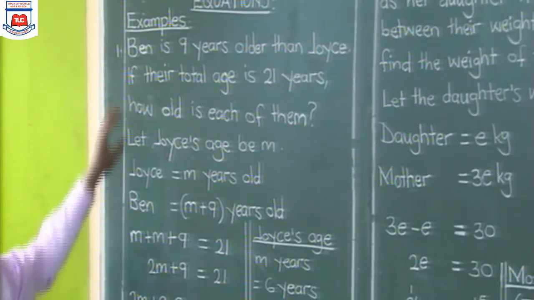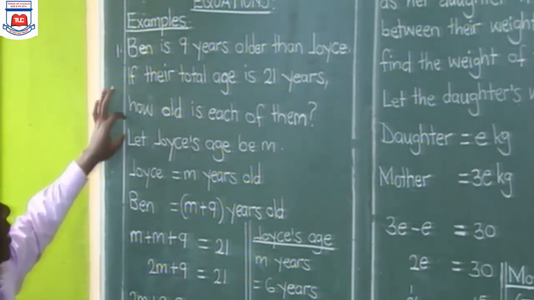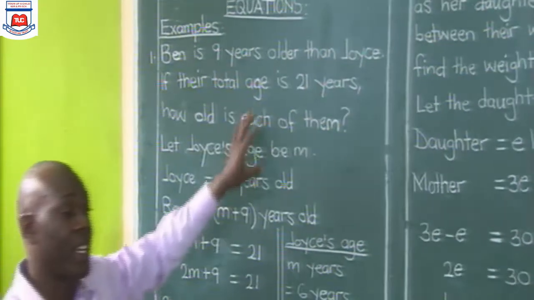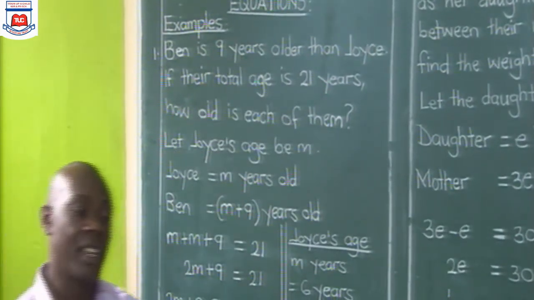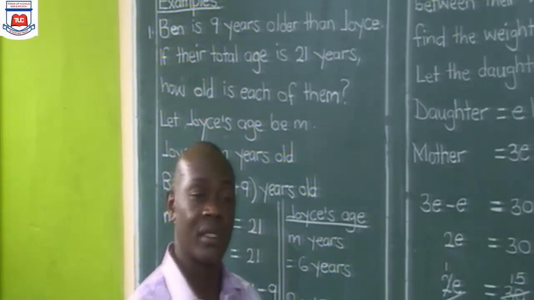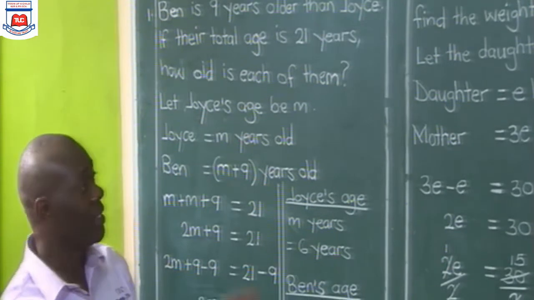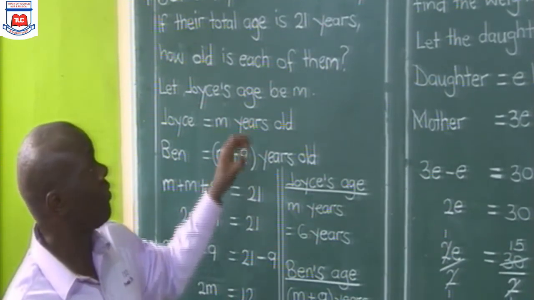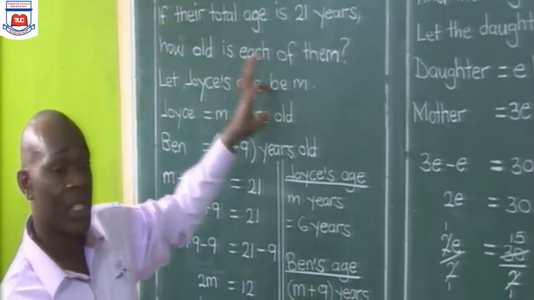And in algebra, we normally suggest the one that is unfortunate. If it is age, like it is here, the younger. If it is weight, the lighter. If it is sharing, the one that gets the less share. So the one that is unfortunate is the one you suggest.